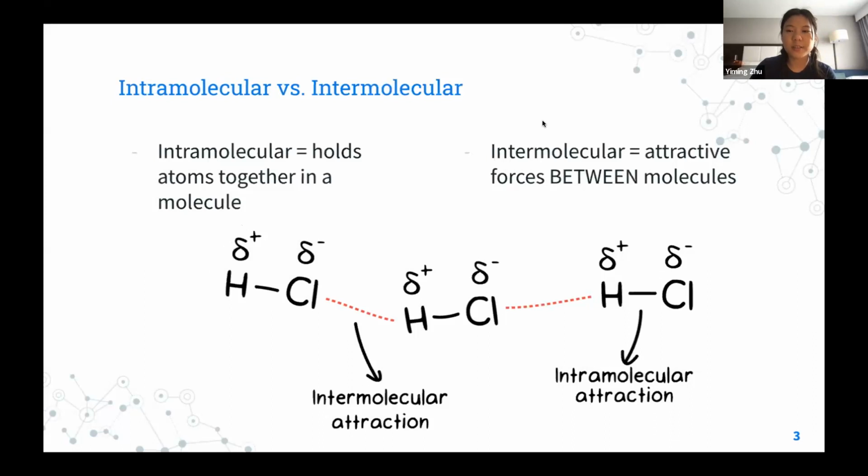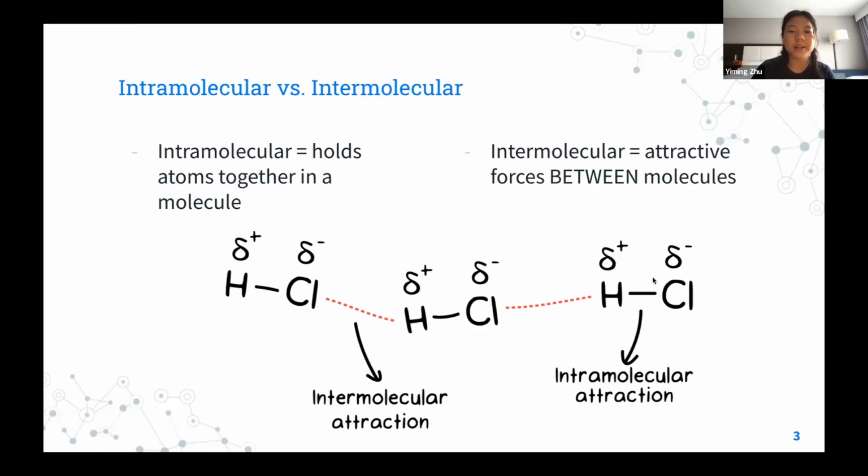Intermolecular and intramolecular. You can probably see that inter and intra are both prefixes. Intra means within, while inter means between. If you have ever thought of the interstate highway, it's a highway between states. Over here, intramolecular forces hold atoms together in a molecule, while intermolecular means attractive forces between molecules.